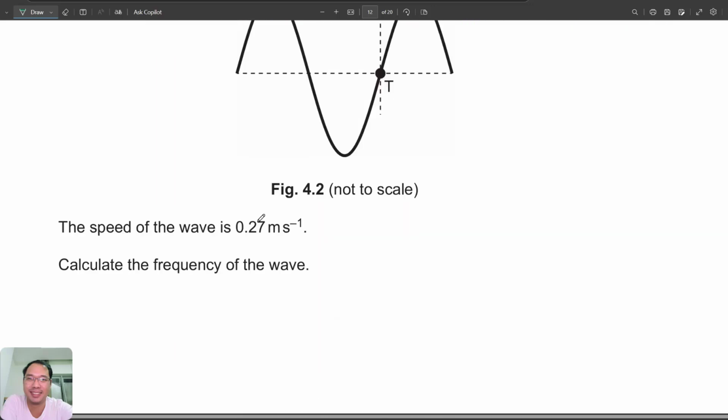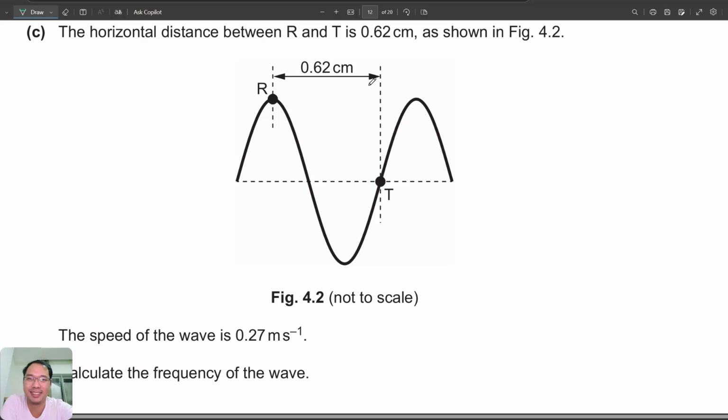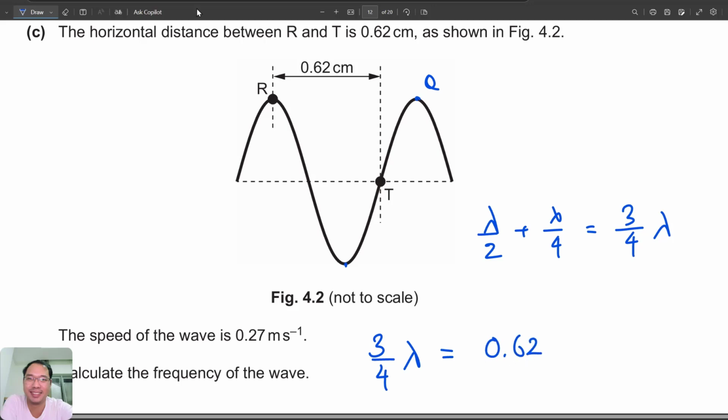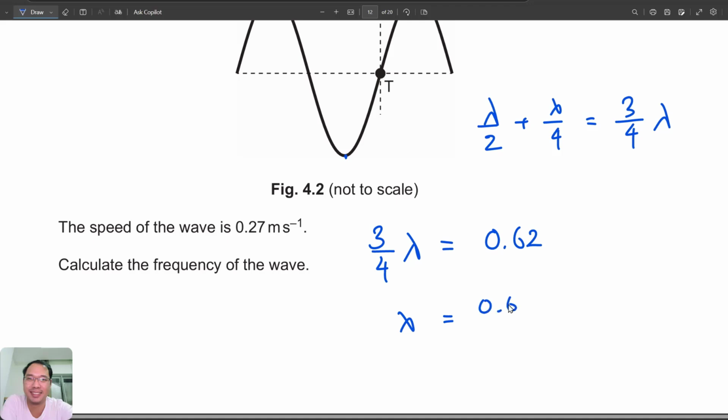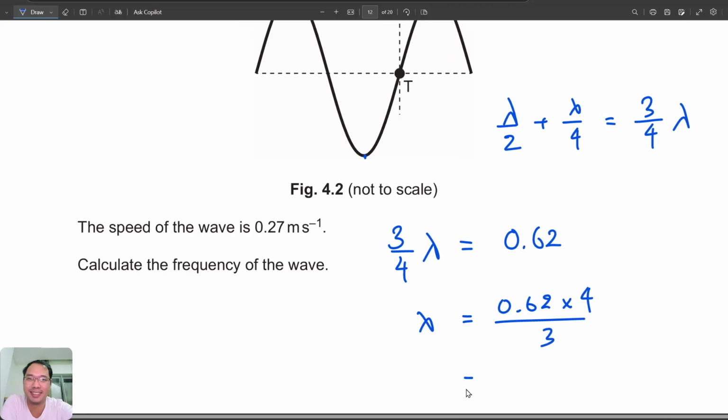Calculate the frequency given the speed 0.27 meter per second and this distance. This distance is 3/2 of a wavelength, right? Because from R here to the next point here, let's call it Q, is one wavelength. So this is half wavelength, half wavelength, and 1/4 wavelength, which is 3/4 wavelength. Okay, so 3/4 lambda is equal to 0.62, and therefore the wavelength lambda is 0.62 multiplied by 4 and divided by 3.